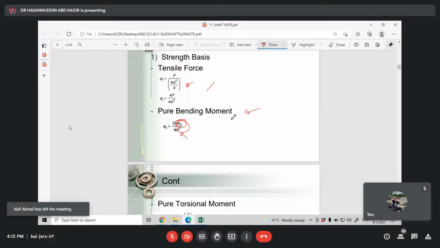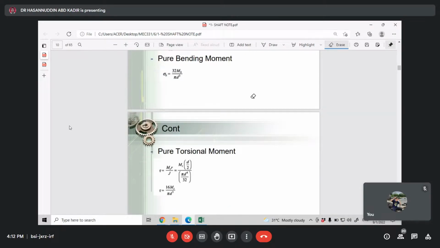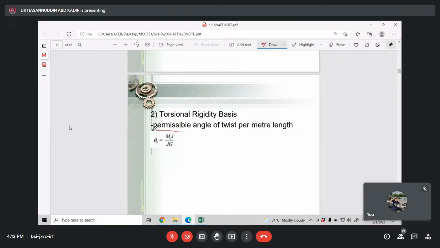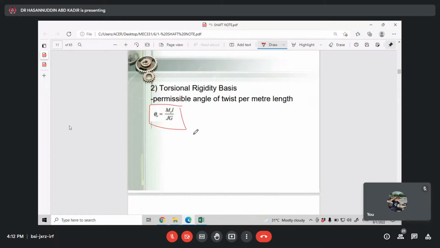So don't worry, we do not apply any derivation for the formula. We just directly apply the formula, but most important we know the condition when we want to apply the formula, and the value of the input there. Okay, then we also have pure torsion, so you just directly apply the formula here. So this is the maximum moment there. Okay, so the angle of twist, which you have in your strength subject.